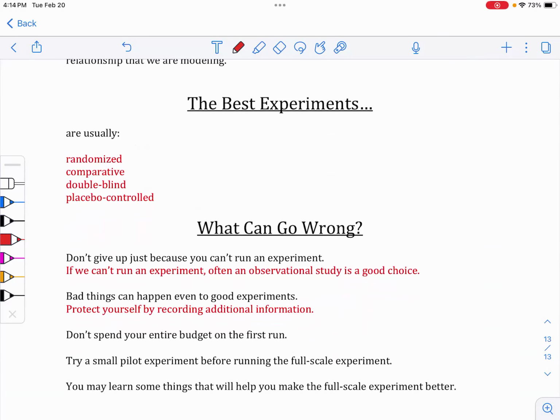All right, so as a note, the best experiments are randomized, comparative, double-blinded, and placebo-controlled. Again, I cannot always have all these things. I can always have randomized and comparative. You should always have comparative. That means you have a control group in there. Double-blind, we just talked about. You can't always have blinding.